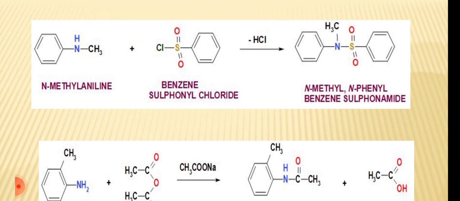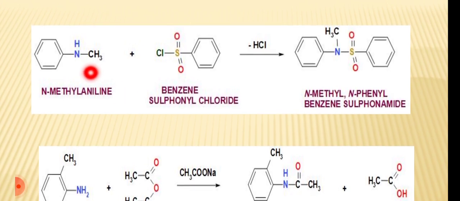Let's take one more example. A secondary amine like N-methyl aniline reacts with benzene sulfonyl chloride to give N-methyl N-phenyl benzene sulfonamide.